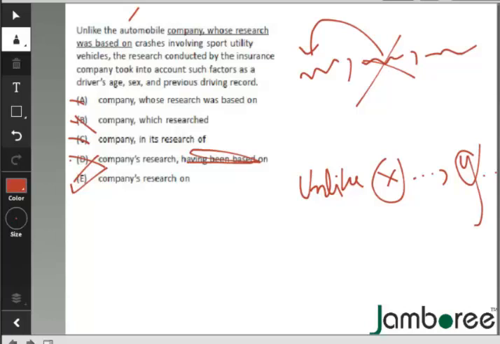Unlike the automobile company's research, having been based, versus on. So automobile company's research on something, right? Having been based. No, it's exactly the same thing. So this is GMAT. This is also another thing. If two options are conveying almost the same meaning, then the shorter one, where the meaning is being conveyed in fewer words, is the correct answer. That's why.